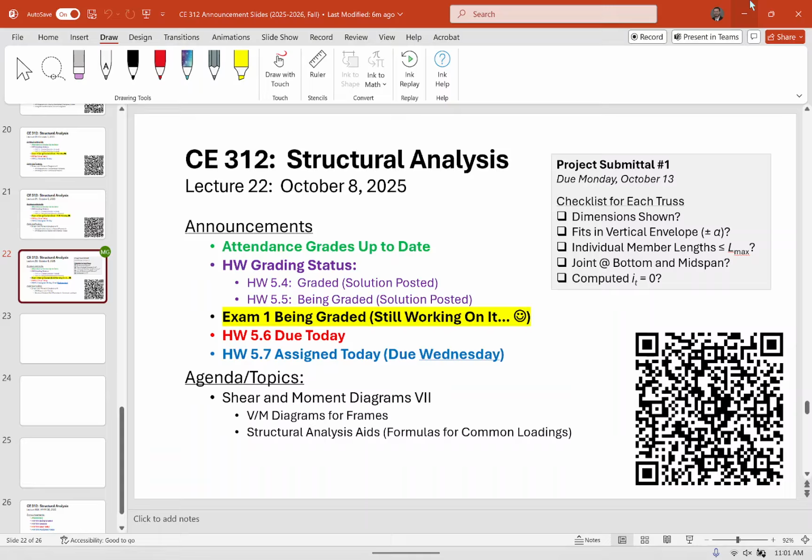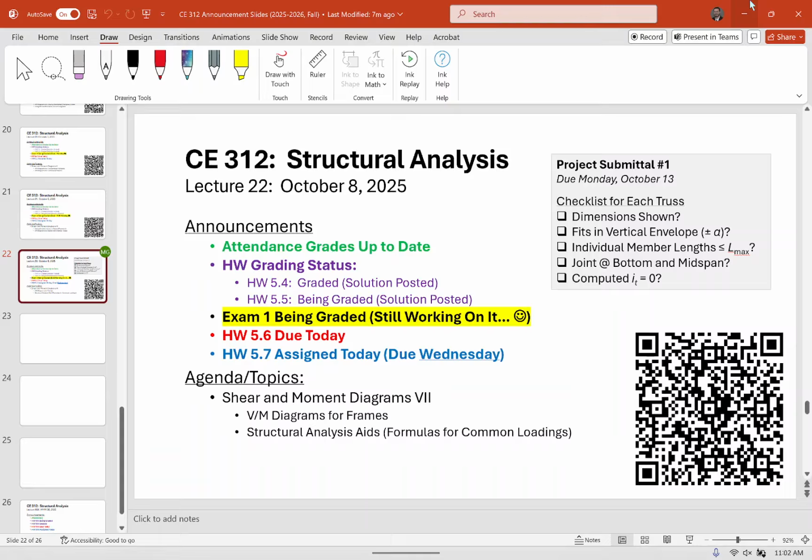Number 1, did you show the dimensions? Did you fully dimension your schematic? I'm looking for the dimensions. Number 2, fits inside the vertical envelope. If you remember, there's a support, and there's a support, and I told you that the truss has to fit within these bounds, and I said that this dimension right here was called alpha, and that's on the handout. So the truss has to fit within that bound.